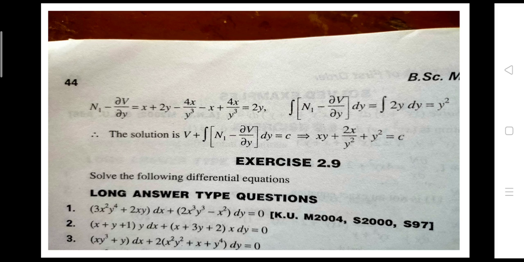And what is the integral of (N1 − ∂v/∂y) dy? This is equal to the integral of 2y dy, which is y². Now the general solution is v plus the integral of (N1 − ∂v/∂y) dy equal to c, that is xy + 2x/y² + y² = c.